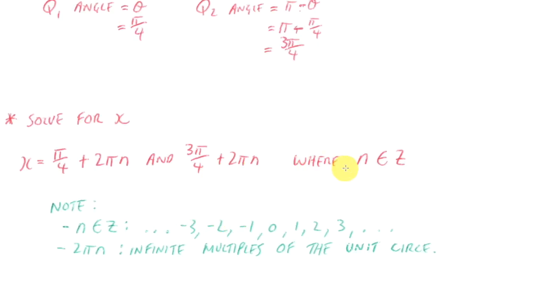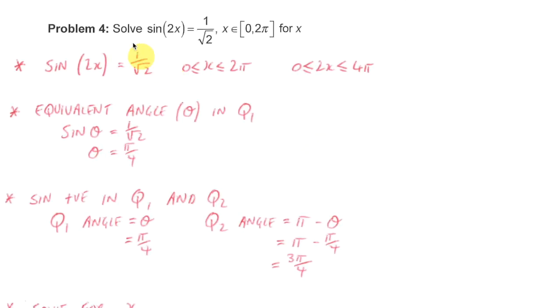So there's our general solution. Looking at problem 4, we've got sine of 2x equaling 1 over the square root of 2, and we've got a domain restriction so that x is an element of 0 to 2 pi, including those values. We need to solve for x. So let's start with the equation, and obviously there's no manipulation needed here. We'll deal with stripping that back to x at the very end.